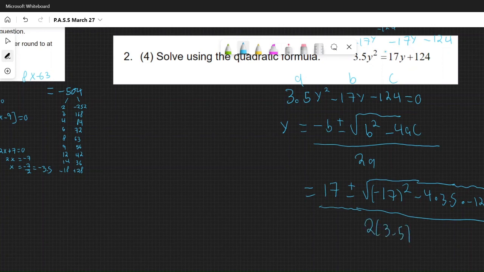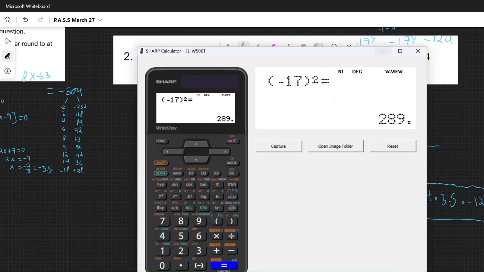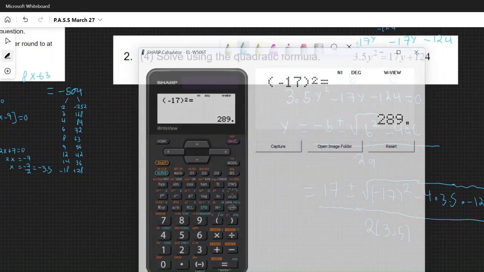One mistake I see quite a bit is when you're entering negative numbers in the quadratic formula, like this negative 17 squared, for example. If you were to just enter it as negative 17 squared, you get a negative number when you should get a positive number because a negative times a negative is a positive. So if you do enter the negatives into your calculator, then make sure you put brackets around it, and that way you'll get a positive answer.